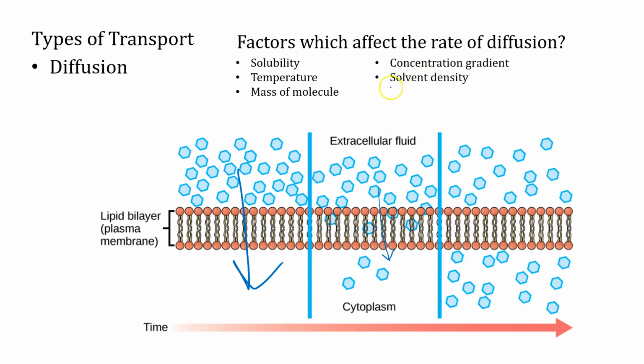Also the solvent density, so what's the density of this fluid in which the particles are moving through. If it's really dense, like a jello, then it's harder for stuff to diffuse through it. If it's more liquidy like water, then it can diffuse a little bit easier. And then also the last thing would be the travel distance. Okay, so if I've got to go from way up here to way down here, that's going to take a lot longer than just going from here to here. All right, so that's a little bit about diffusion.